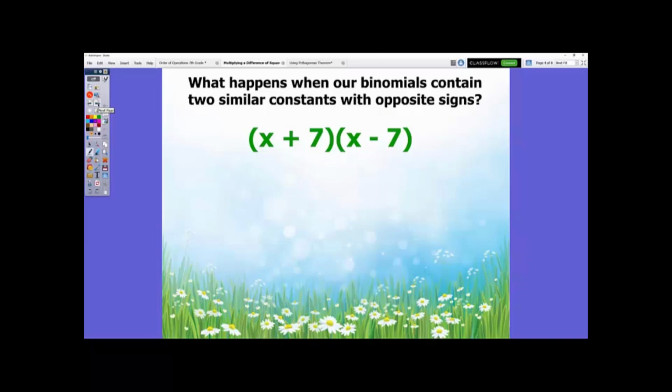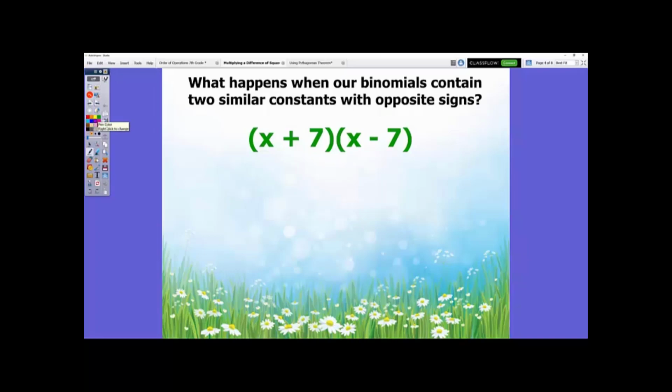So I want you to take a look at the two binomials that we have up here on the screen, and if I asked you to calculate the product of these two binomials, you would do exactly what you've done in all of these problems up to this point. You would FOIL, you would use the box method. You would multiply these together. But again, something different is going to happen.